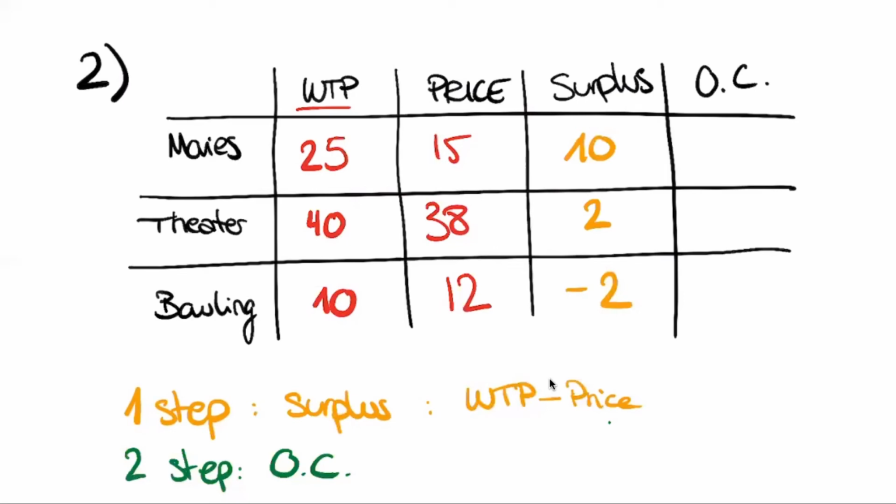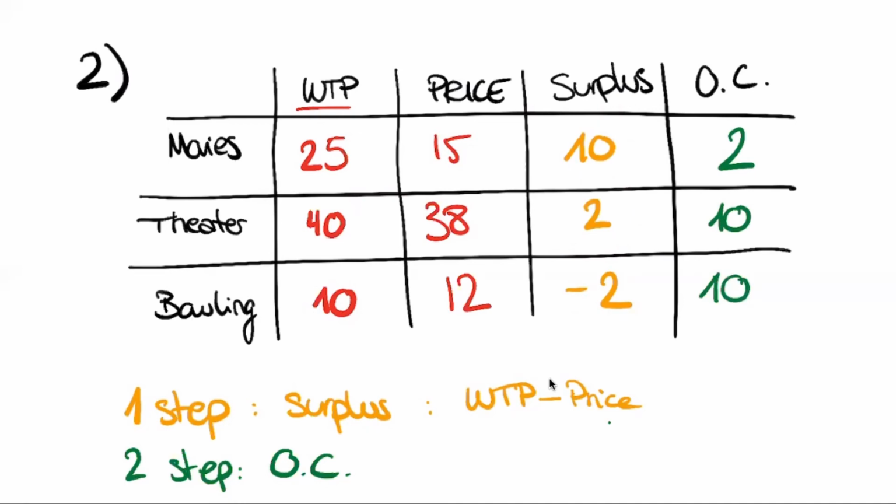So if I decide to go to the movies, the next higher surplus after 10 is 2. So that's my opportunity cost. Now, if I go to the theater, it's either minus 2 or 10. Obviously, it is 10, which is the next best foregone alternative. And same goes for the following.